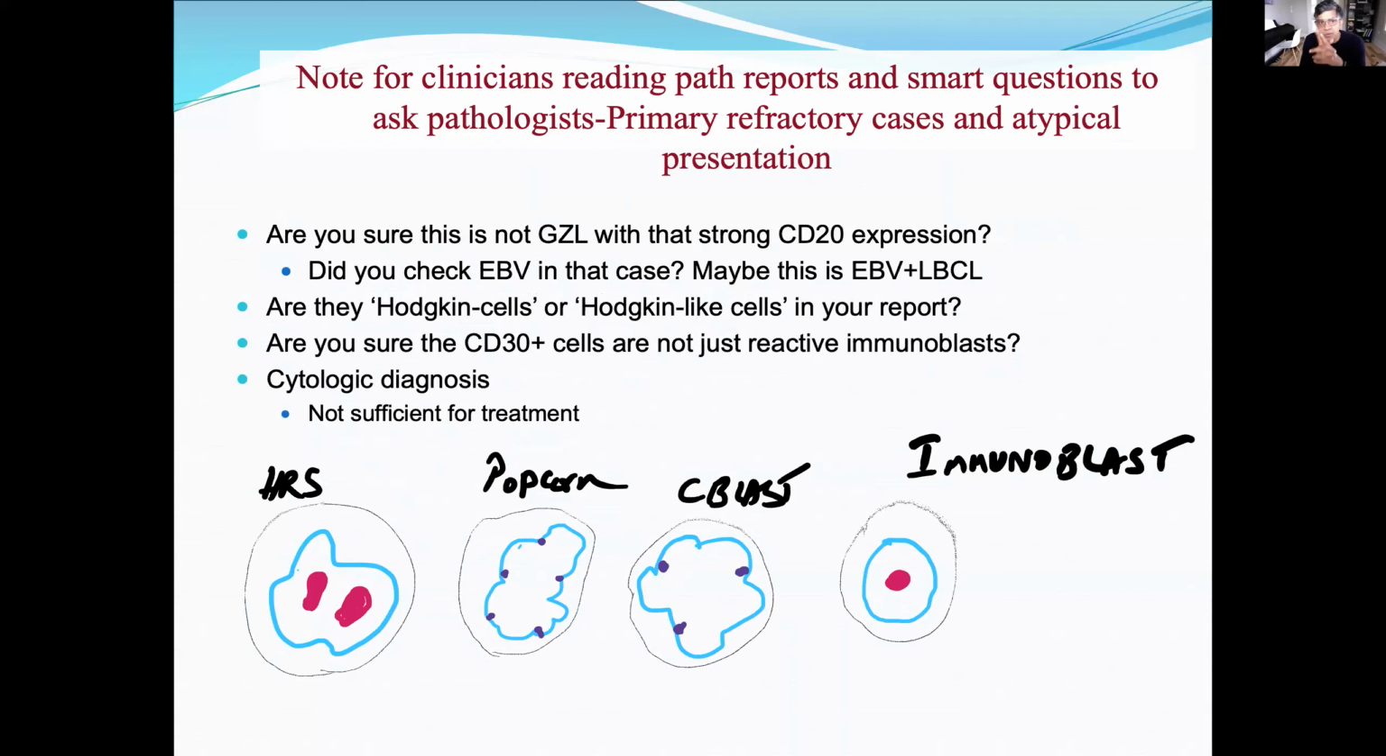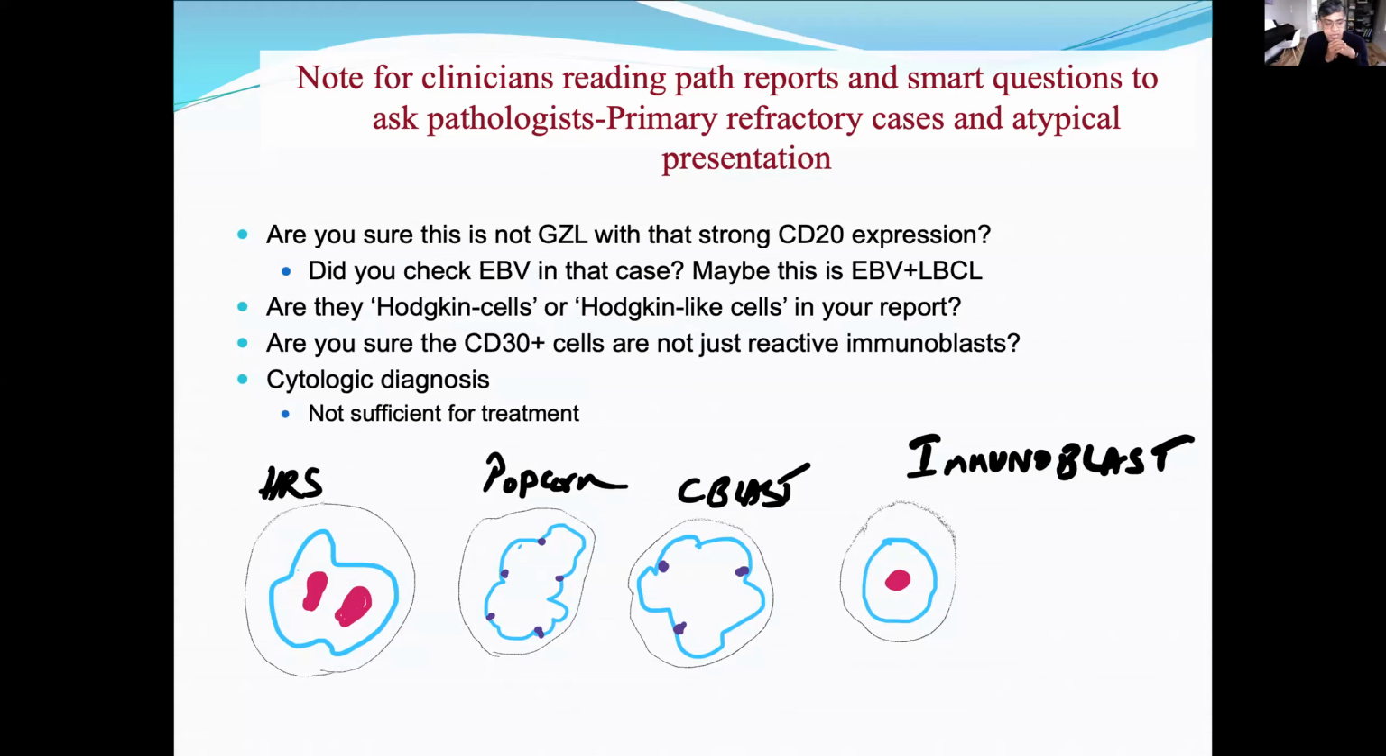And these are smart questions that you can ask pathologists in primary refractory cases and cases that have atypical presentations. Are you sure this is not gray zone lymphoma when you see that's kind of a strong CD20 that you put in your report? Did you check for EBV in that case? Sometimes pathologists forget to do EBER. So did you check EBV? Maybe this is an EBV positive large cell lymphoma.